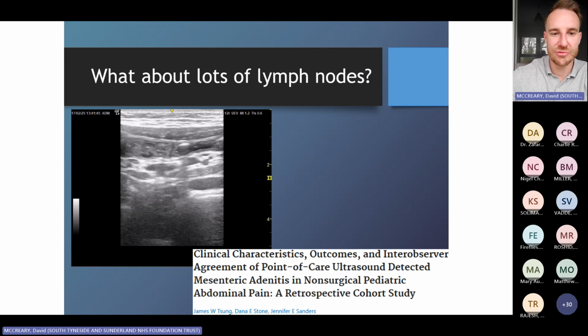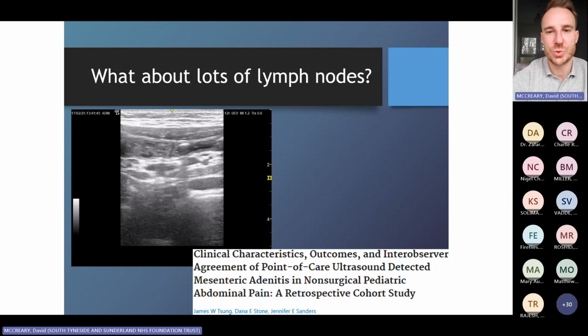This was a study done recently that looked at some of the appearances of lymph nodes, and it had an interesting conclusion, although I know the author's quite respected in POCUS. They were classifying anybody with 3 or more lymph nodes as mesenteric adenitis, which I must admit I find a little bit on the low side, given that we commonly find 3 to 5 in a lot of people, maybe a bit more.